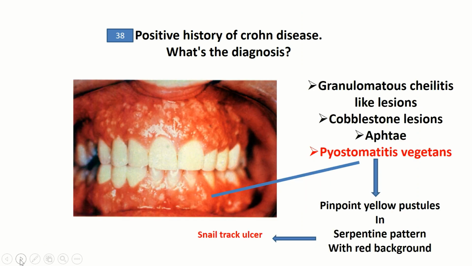And a patient with Crohn. What do you see here? Here you see pinpoint yellow pustules in a serpentine pattern within a red background, indicative of pyostomatitis vegetans. But Crohn could manifest as oral lesions with granulomatous cheilitis-like lesion, cobblestone lesion, and aphtha. But the most topic that is questioned in examination is pyostomatitis vegetans.